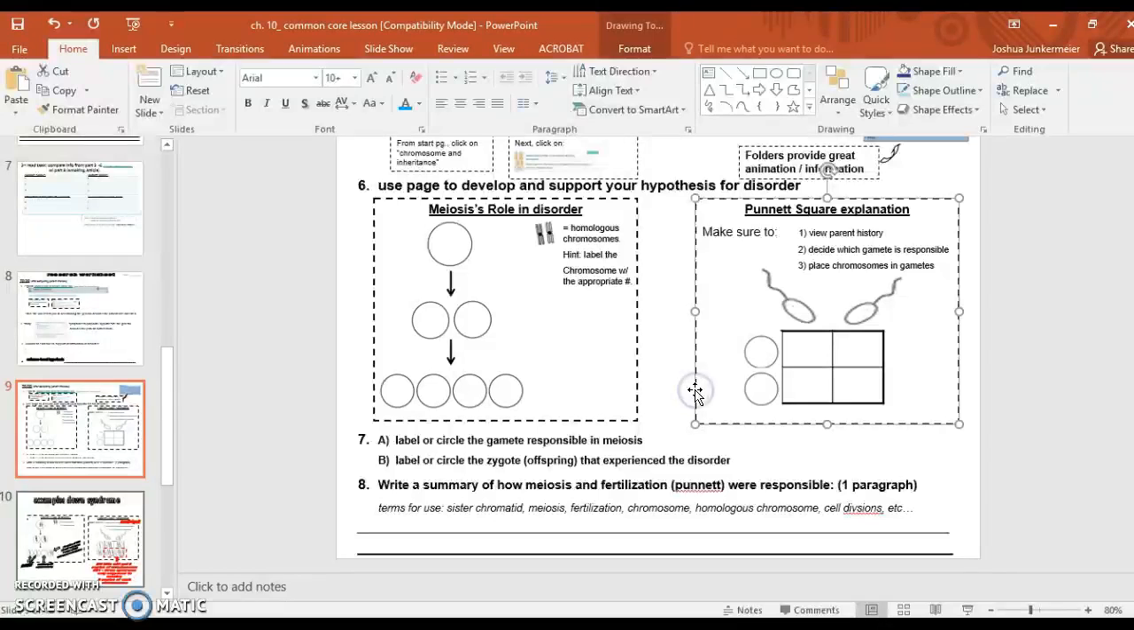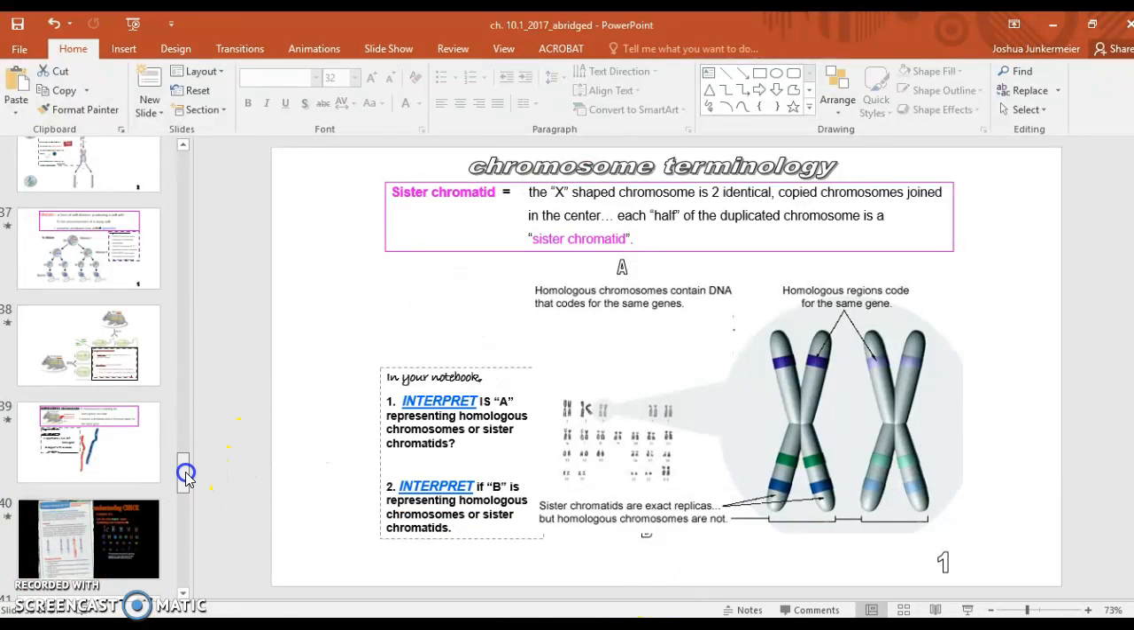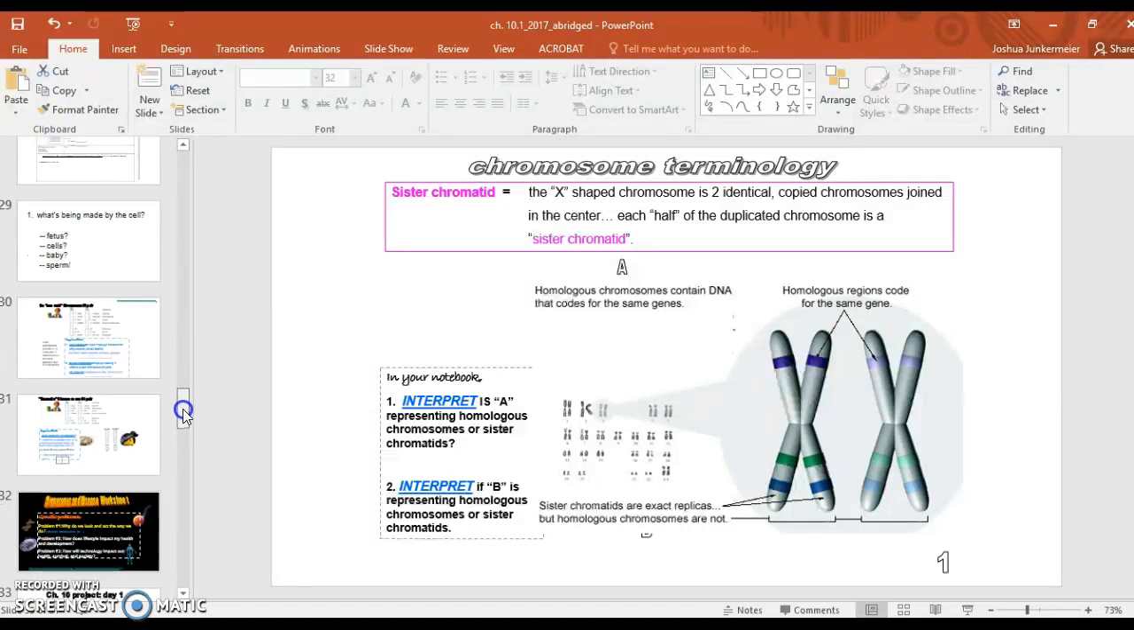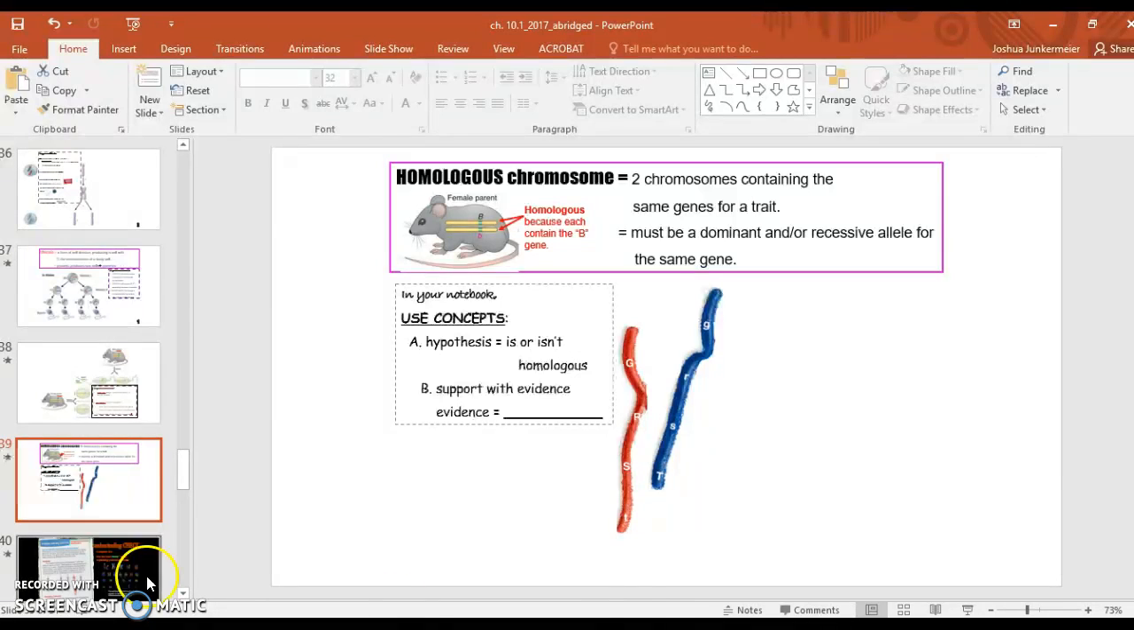And again, all you're doing is summarizing your findings. So in your own words, what did you learn that happened during meiosis and during fertilization to produce the syndrome? And once again, if these terms are unfamiliar, go back to your notes that cover those terms, which is 39 to the beginning, right? But 39 should be the last one to help you, which is homologous chromosomes.